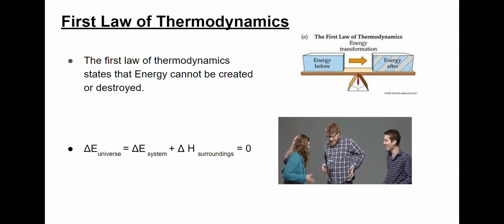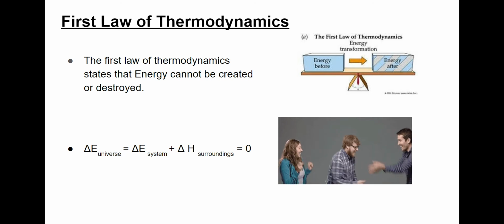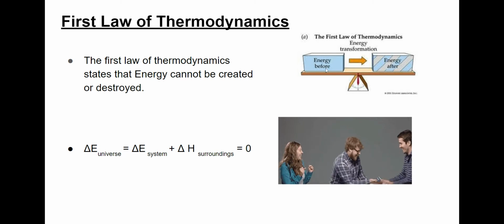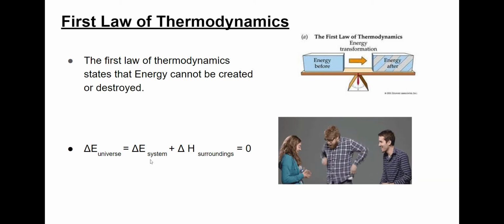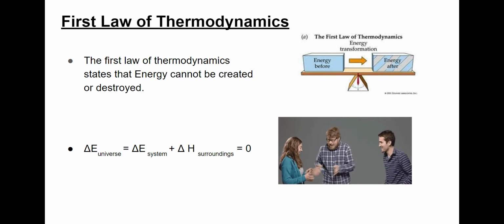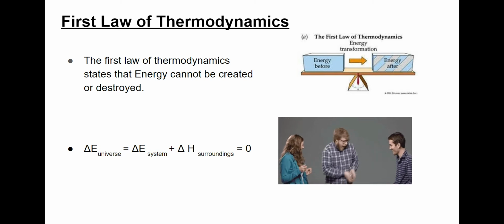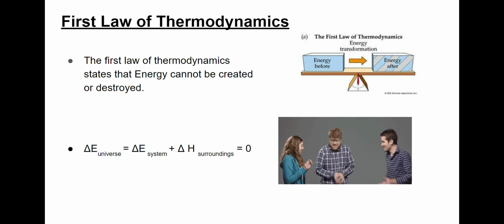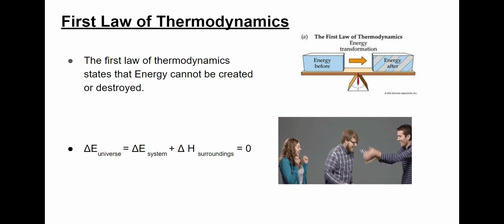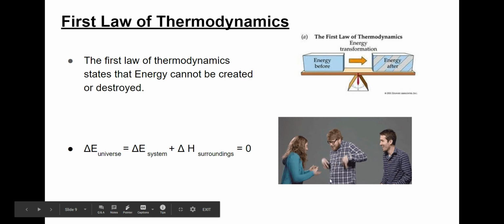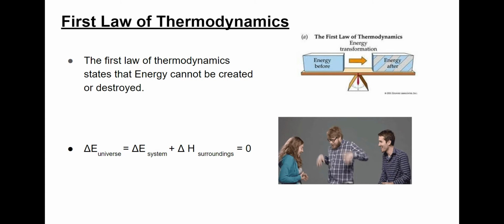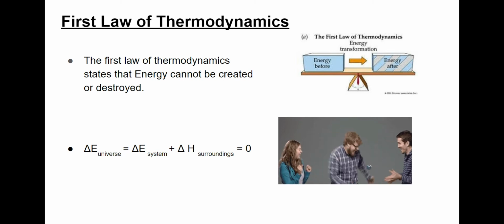The first law of thermodynamics says that no energy is created or destroyed in a chemical reaction. And that's what these two diagrams are showing. Mathematically, we can describe it by saying the change in energy of the universe is equal to the change in energy of the system plus the change in energy of the surroundings, and that is always equal to 0. We will define universe, system, and surroundings in a minute, but the three people passing the hot potato around are basically showing you that the size of the potato is not changing. We're only transferring it from one person to another.